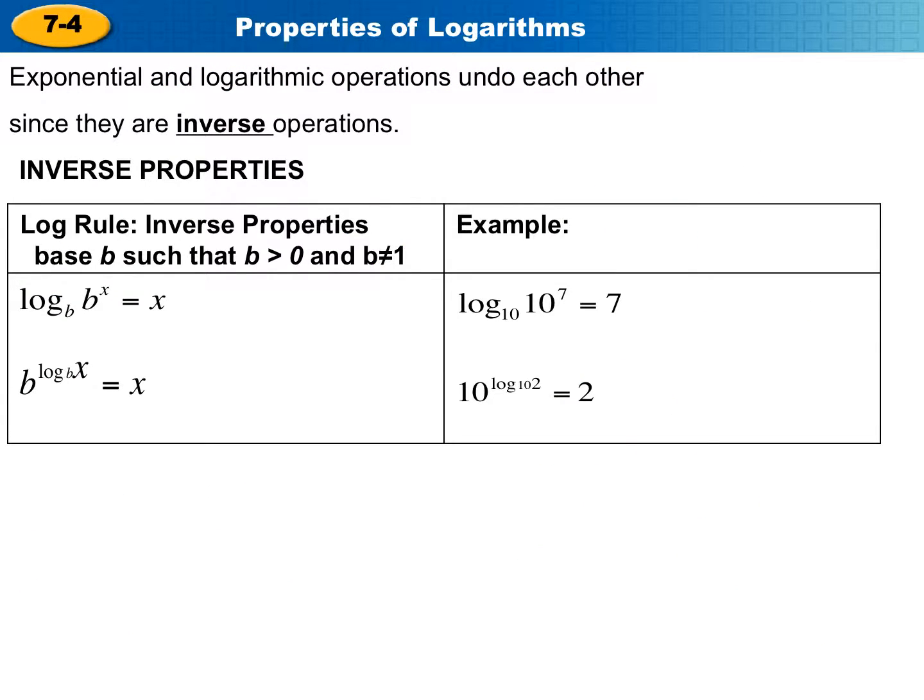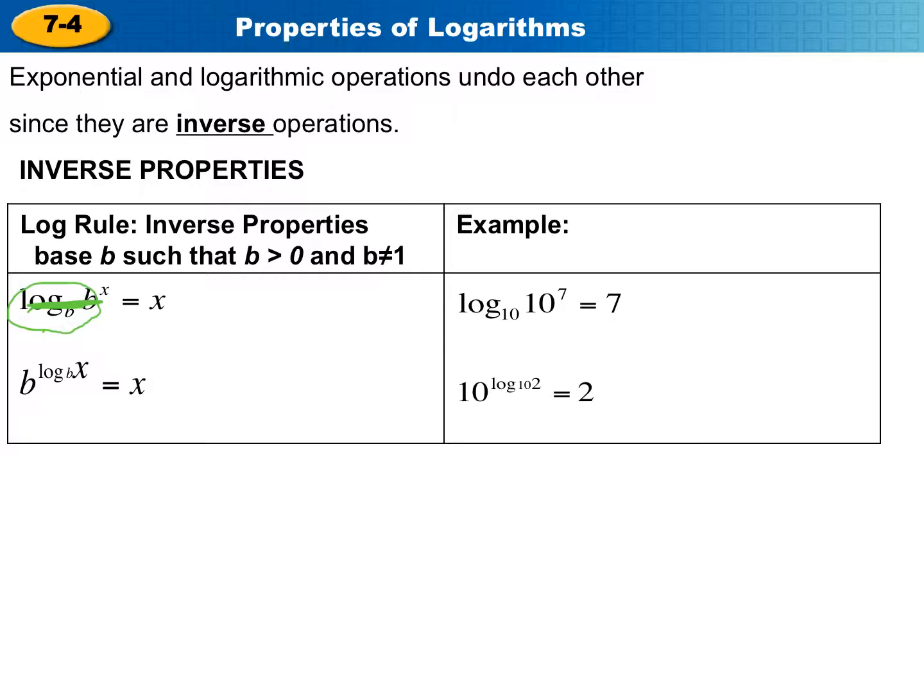This next rule is actually pretty simple, but sometimes it's hard to recognize. We already talked about this, but exponential and logarithmic operations undo each other. They're inverse operations. So if we have log base b and then we have the b, that all cancels out, because what would I have to raise b to get to b? That'd be 1. So this whole thing becomes 1, and then we're just left with x.